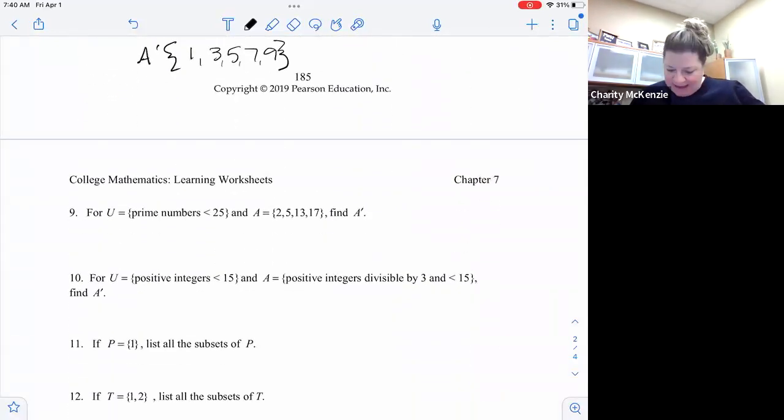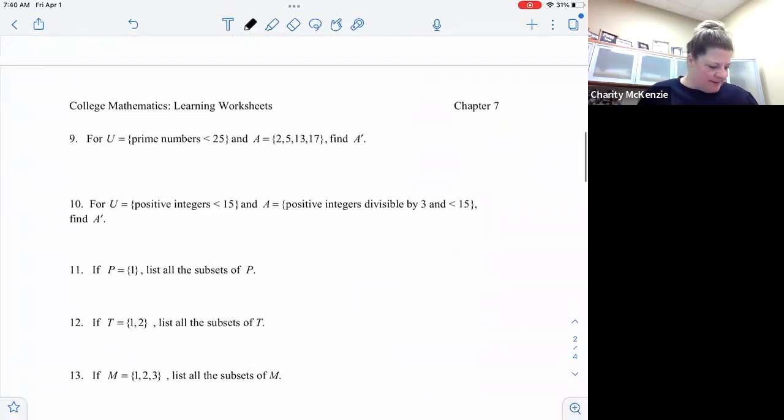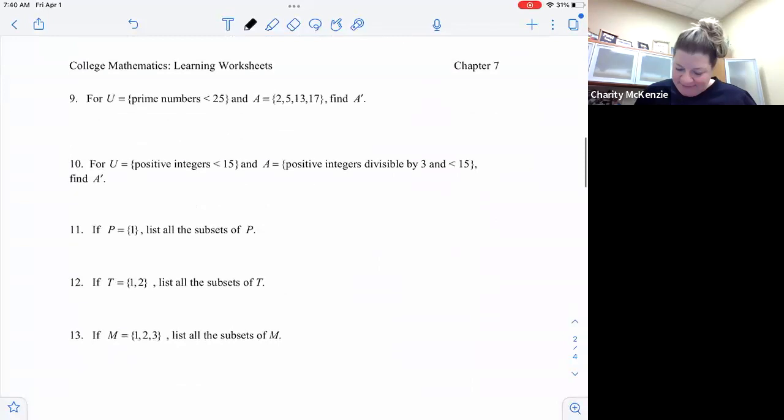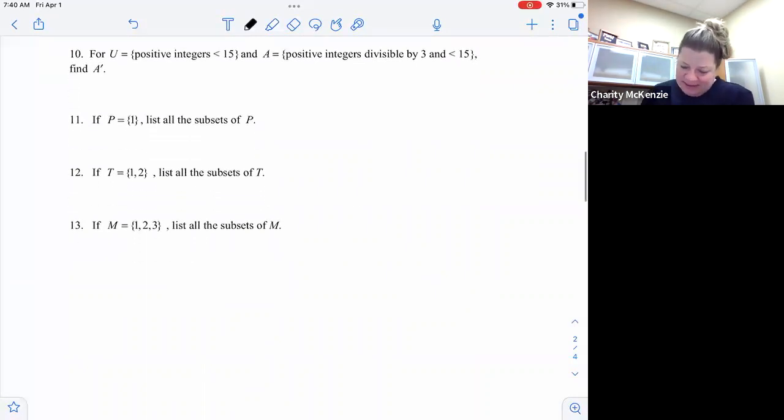I was trying to think, I don't know if we need to do, let's do 11. So 11 says, if P is the set of 1, list all of the subsets of P. So a subset, man, that's hard to do with just the number 1. Let's look at 12. That's kind of silly.